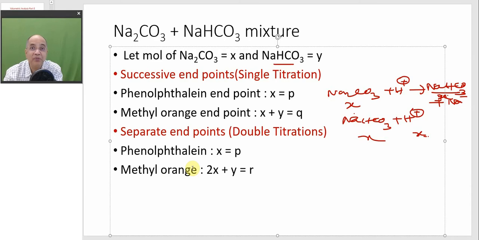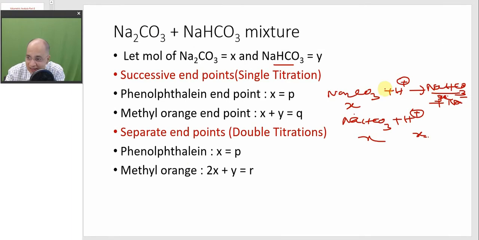When you do a separate experiment using methyl orange, then for this X and for this X, so 2X, and this is Y. So 2X plus Y is equal to the titer value. Solving this, you can find the value of X and Y. Then let us solve problems.